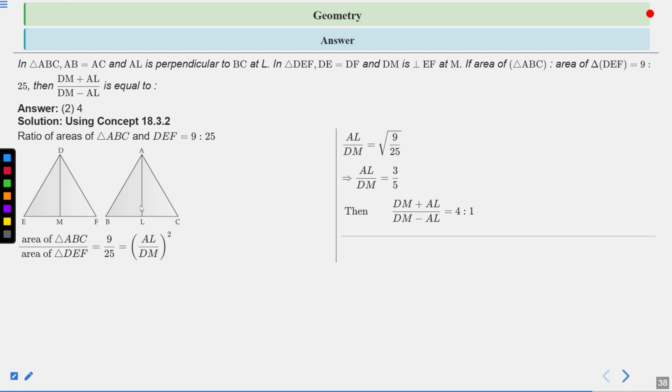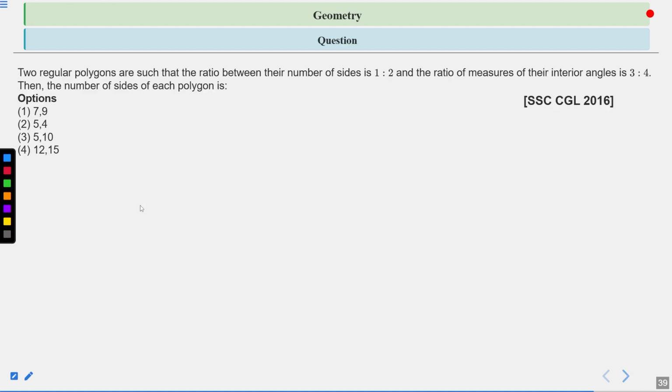Next one. Two regular polygons are such that the ratio between their number of sides is 1 ratio 2 and the ratio of the measures of their interior angles is 3 ratio 4. Then the number of sides of each polygon is? This question was asked in the SSC CGL exam in 2016. There are four options. First one is 7 and 9, second is 5 and 4, third one is 5 and 10, and fourth one is 12 and 15.